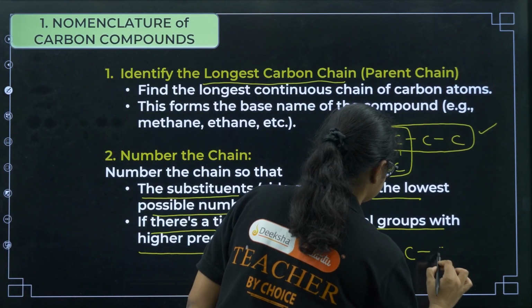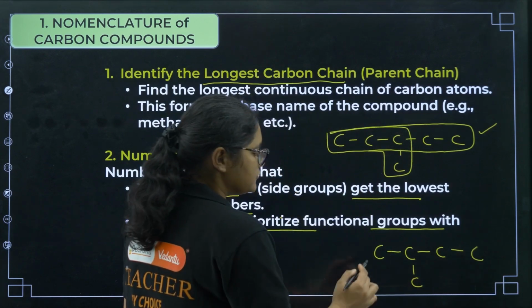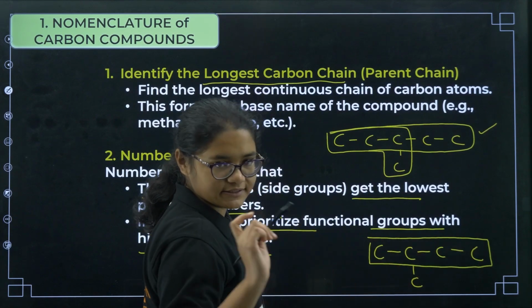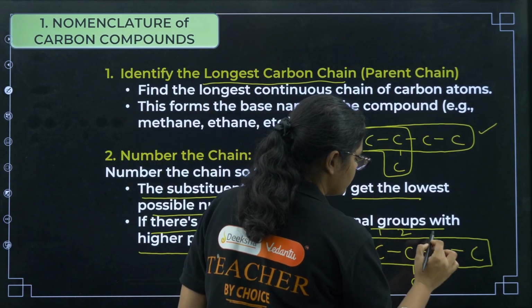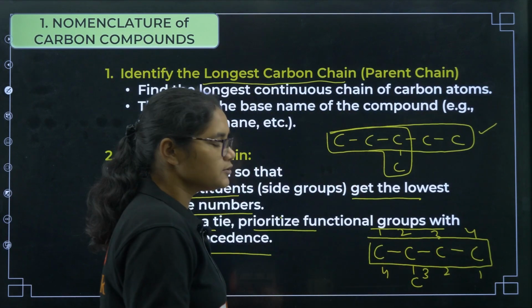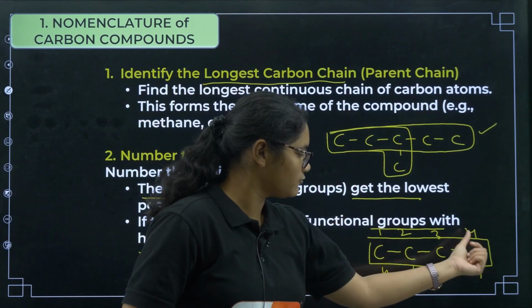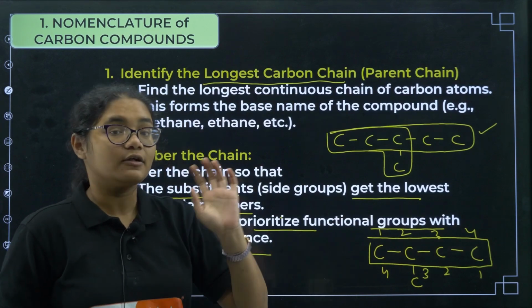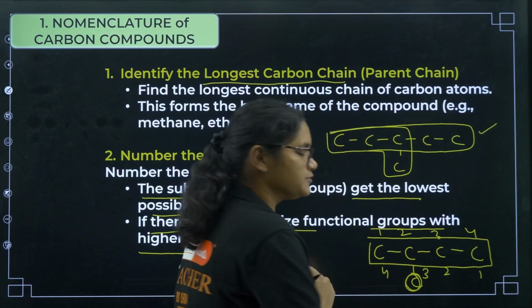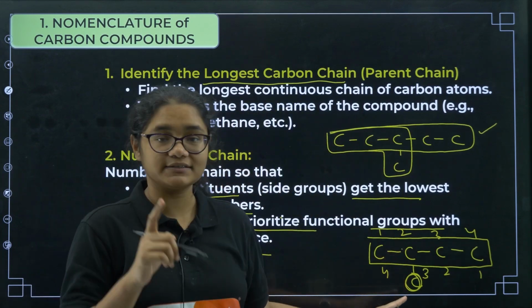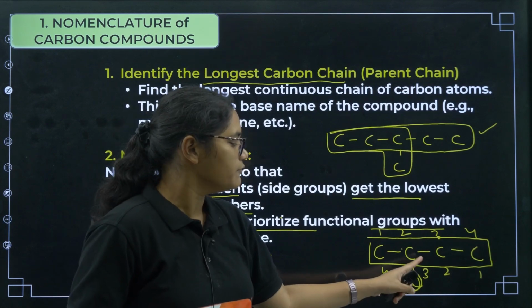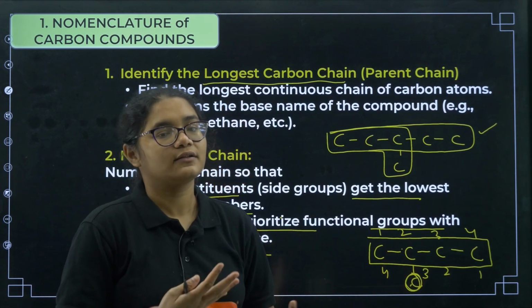Suppose I have a compound like this. This is the main chain of the carbon. I can find that the longest carbon chain is a 4 carbon chain. Now I can number it 1, 2, 3 and 4 from one side, or 1, 2, 3 and 4 from the other side. Which is the correct method? The rule here is that the carbon which contains the substituent should get the lowest number.